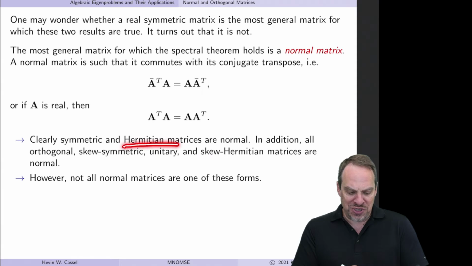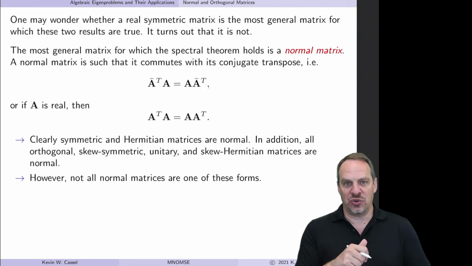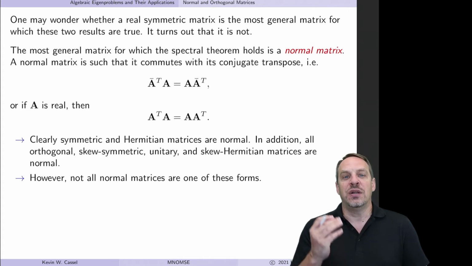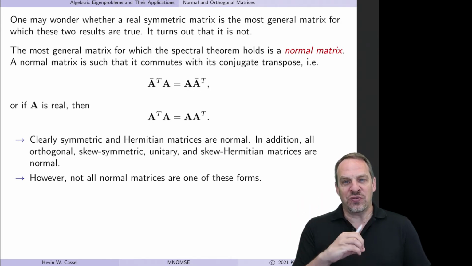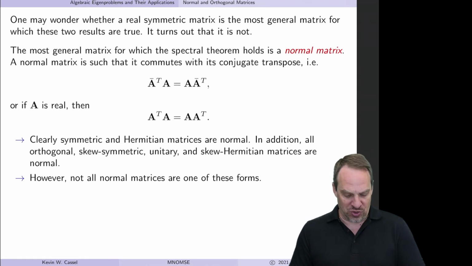It's also the case that Hermitian matrices satisfy this form. Orthogonal matrices satisfy this, because for an orthogonal matrix, Q transpose is the same as Q inverse, so this would just be I, and this would also be I, the identity matrix. So it's true for orthogonal matrices. It's true for skew symmetric matrices, unitary, and skew Hermitian matrices. Those are all normal matrices. But not all normal matrices fit into one of these categories. There are more general normal matrices that have these properties that don't fit into one of these nice categories.